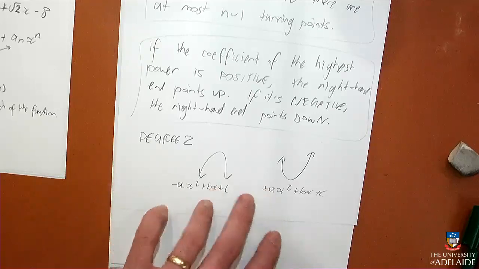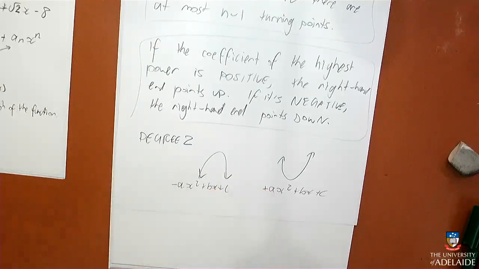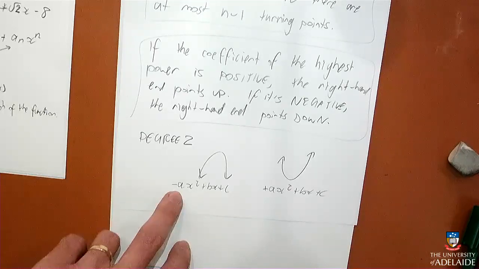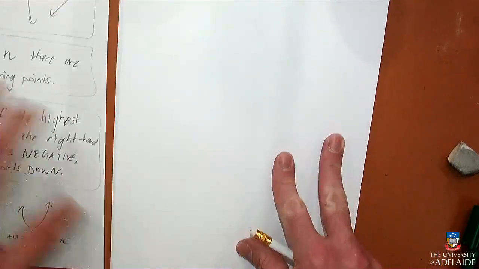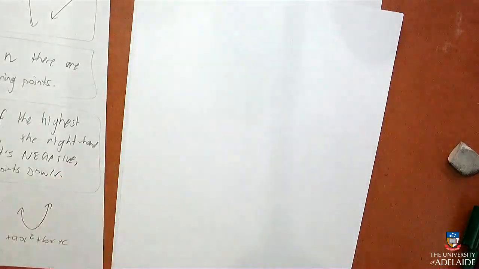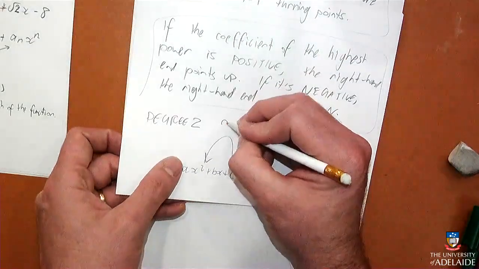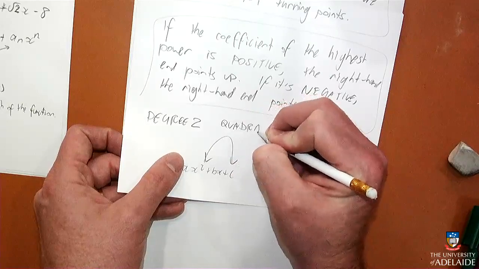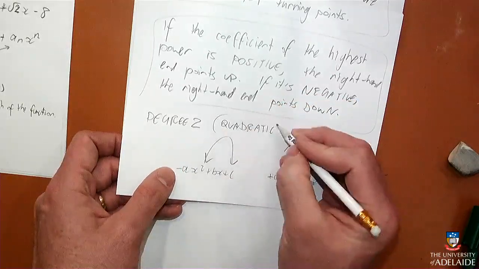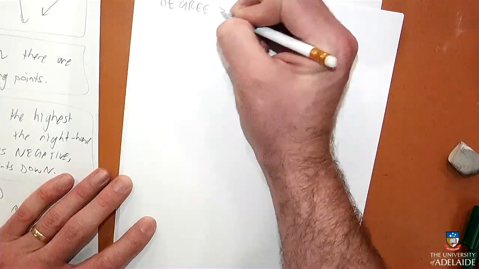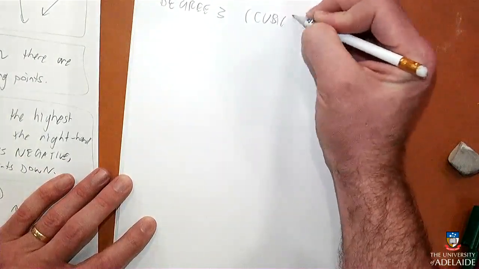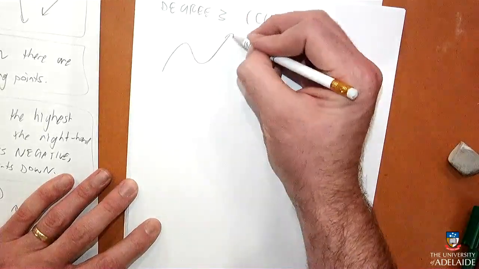And this is a bit sloppy the way I've written it here, because technically if I just wrote the letter A without telling you what it is, it could be positive or negative. And if it was already negative, then minus it would turn it into a positive. Degree 3, I should tell you that a degree 2 is called a quadratic. Degree 3, which is called a cubic, will look like this.